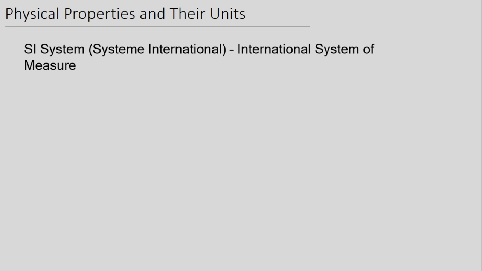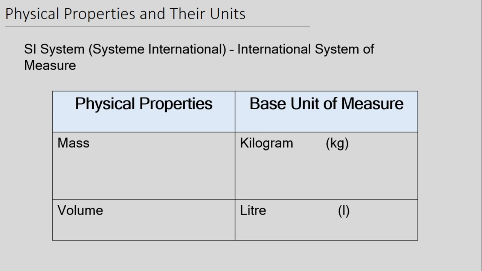It is a comprehensive system for many units of measure. For the purposes of this session, however, we will focus specifically on the physical properties of mass and volume. You can see that for each property there is a corresponding SI unit or base unit of measure. For mass, the base unit of measure is the kilogram, and for volume, the base unit of measure is the litre.